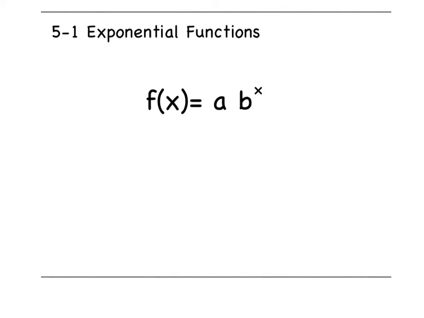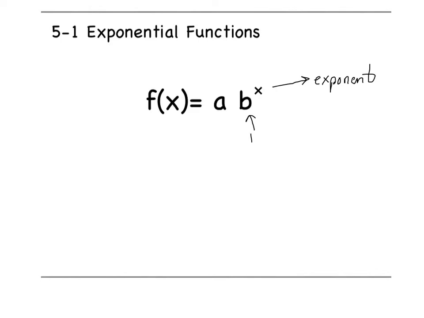This is the first video in the 5th unit. This is on exponential functions. As you can see on the screen, we have a general form of an exponential function. We have f of x, it is a function, is equal to ab to the x. The x, of course, is the exponent.